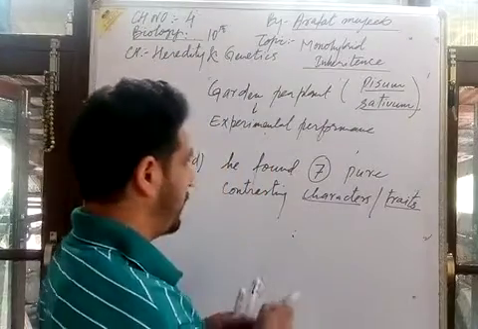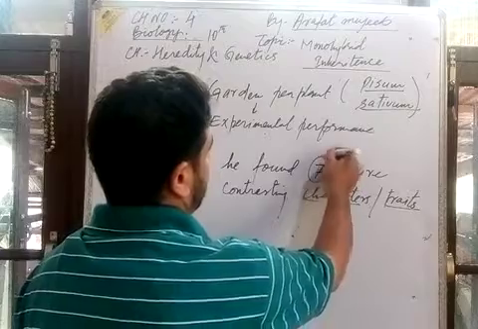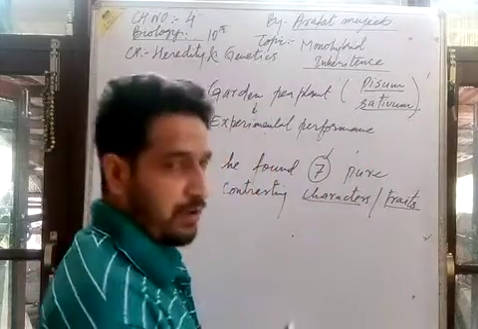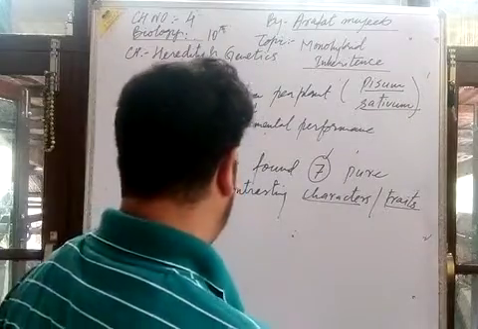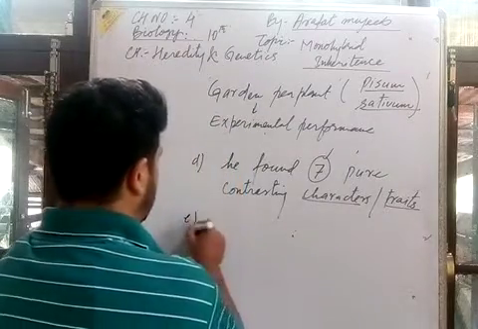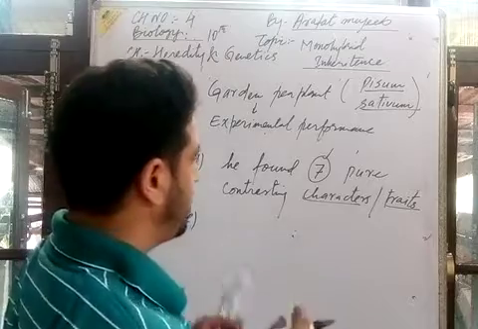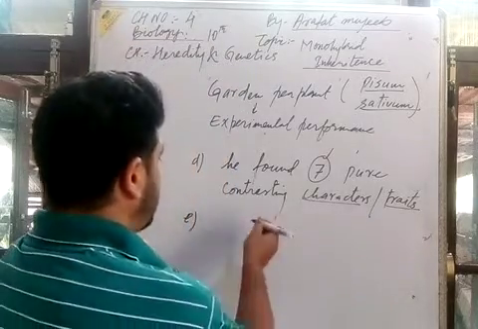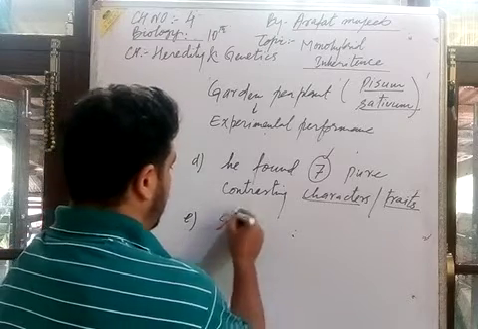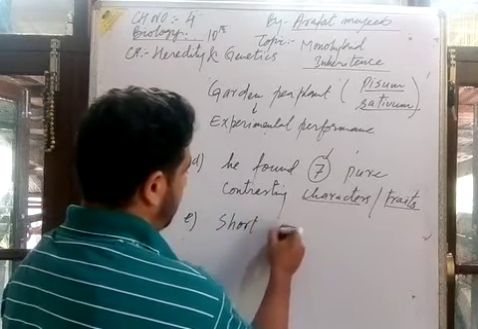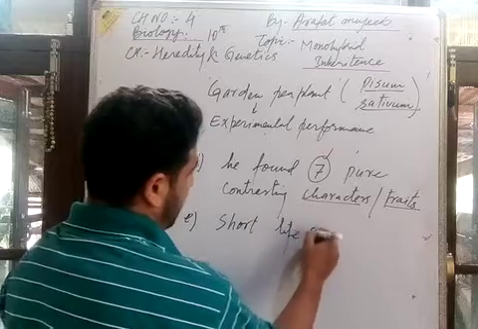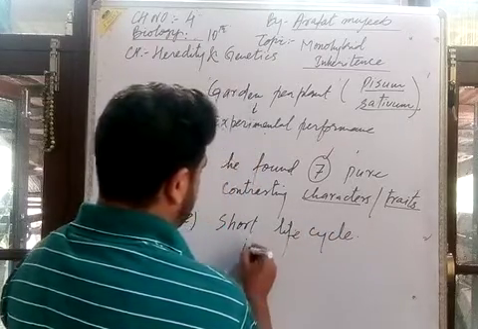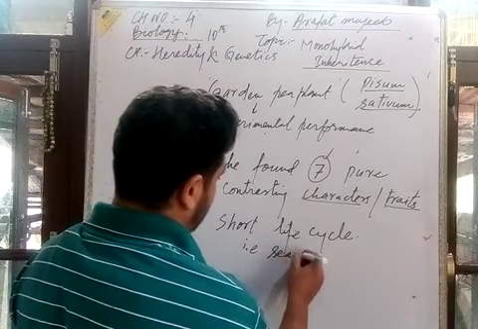Then he found seven pure contrasting characters. We take here what those seven contrasting characters are. Then in this part, there is more. Another is that it has a short life cycle. That means it is a seasonal plant.